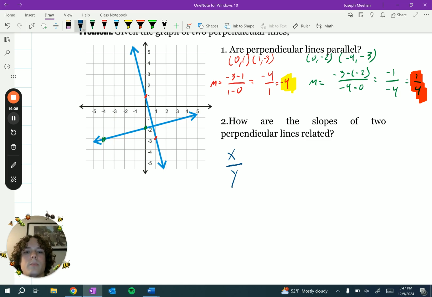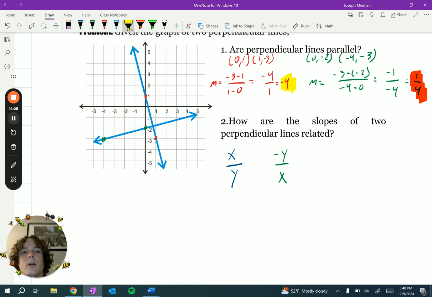That would mean the slope of the second one is going to be -y over x. All right? So the slopes of two perpendicular lines, how are they related? They're opposite reciprocals of each other. So you take the reciprocal, you flip it upside down, and then you add a negative sign on it, okay?